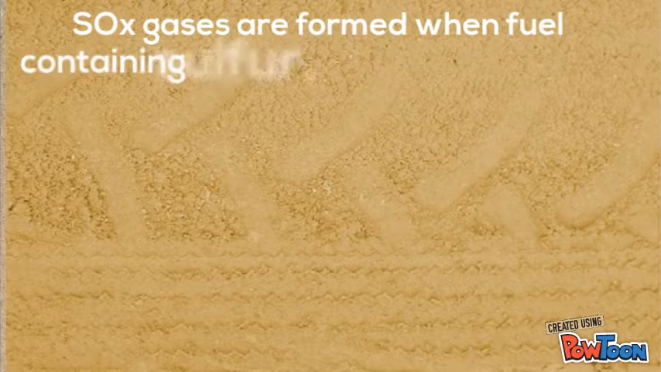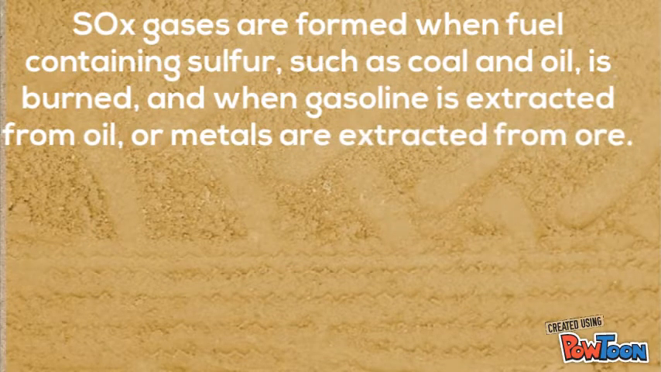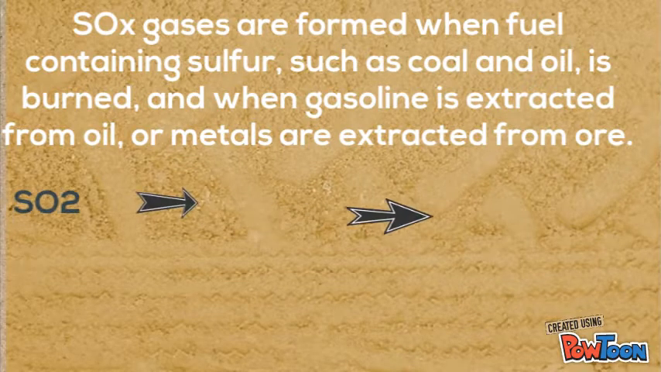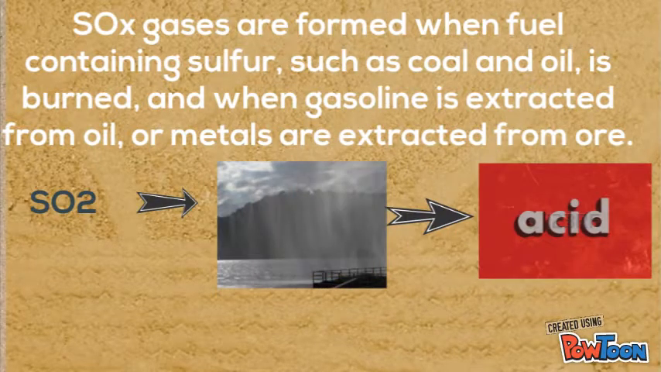Sulfur oxide gases are formed when fuel containing sulfur, such as coal and oil, is burned, and when gasoline is extracted from oil or metals are extracted from ore. Sulfur dioxide dissolves in water vapor to form acid and interacts with other gases and particles in the air to form sulfates and other products.